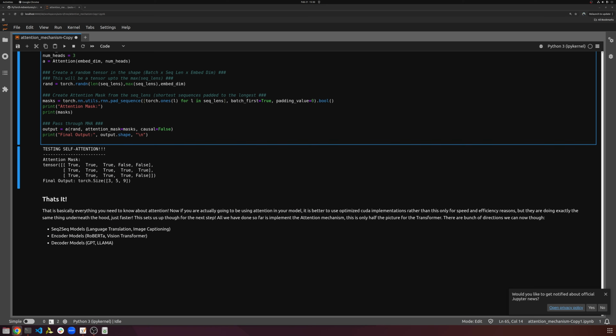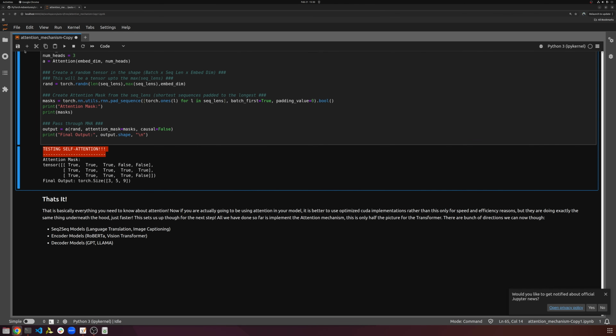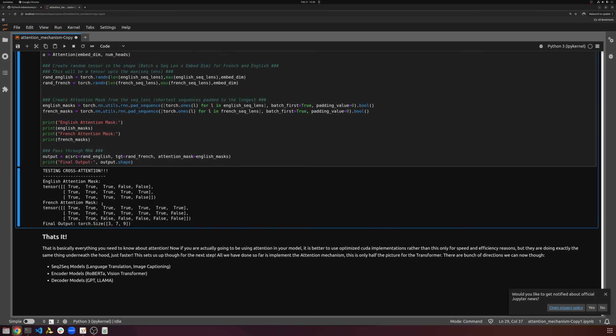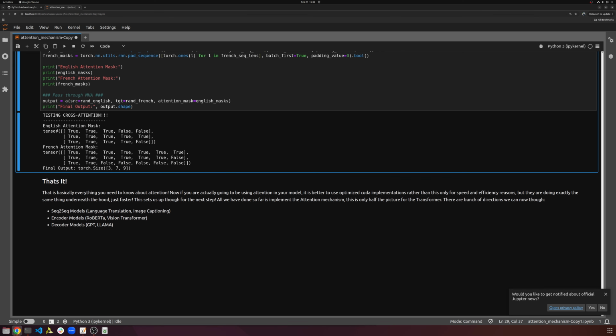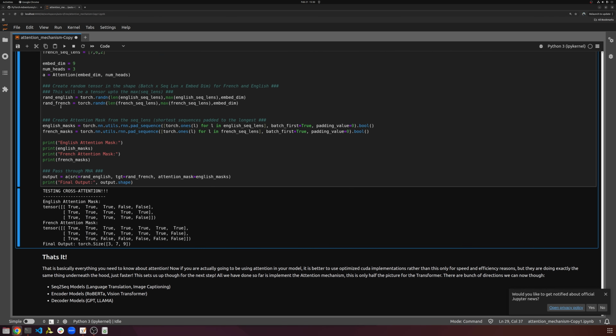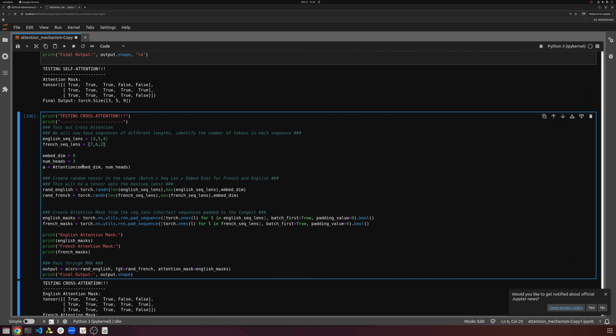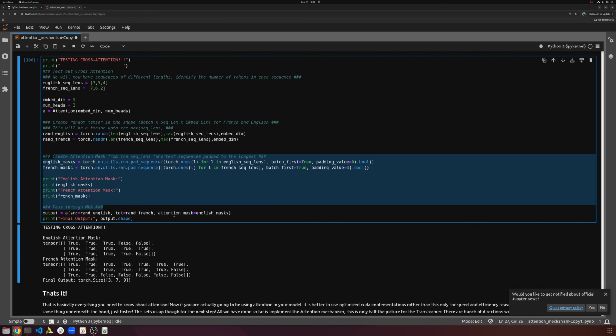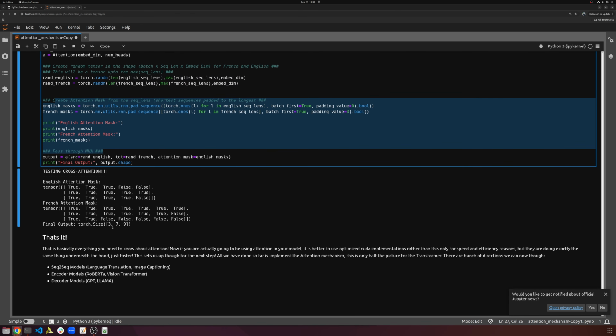Let's now go ahead and test cross attention. This one should just work, but I'm always surprised. Yeah, this one just worked. So again, this is cross attention. This is the example we had from earlier. We generated some fake text with fake lengths, and then passed it in, and there we go. We now have cross attention.